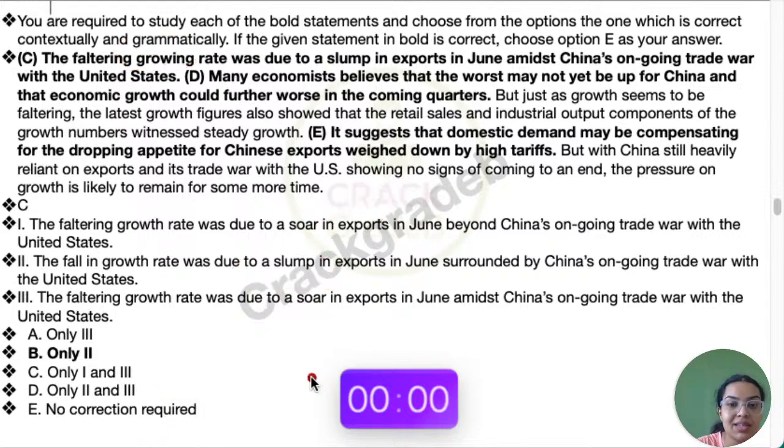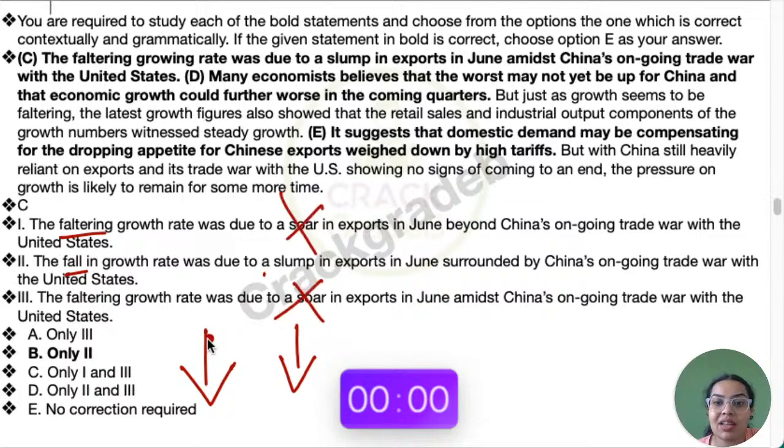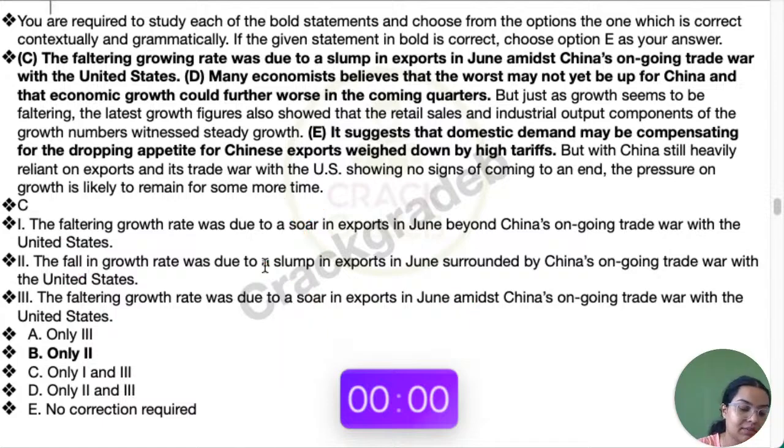I hope you are understanding. Falter, fall, both of the words mean something is going down. So exports are also going down. That's why the growth rate is going down. It's a direct relationship. It cannot be anything that is soaring in such a case. And that's why the second one.